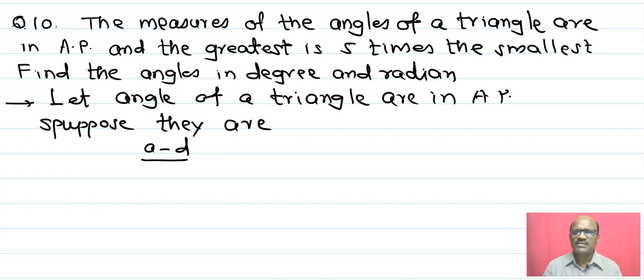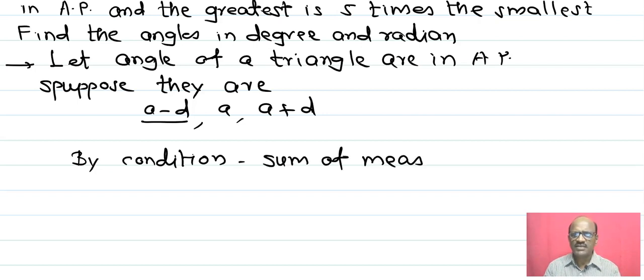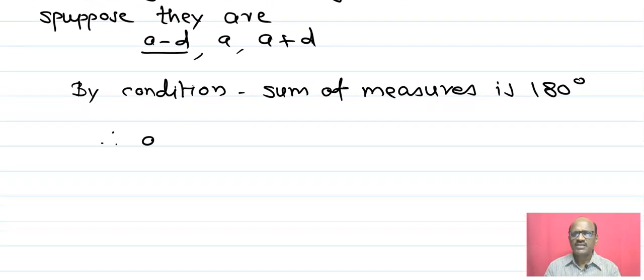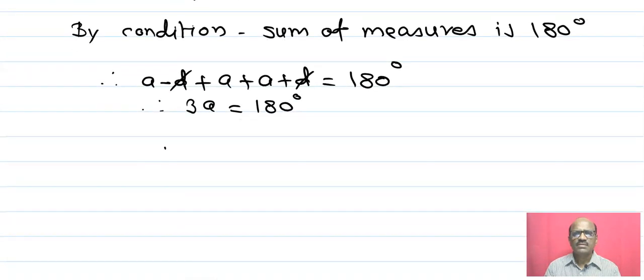Let the angles of the triangle be in AP. Therefore, A is the first term, D is the common difference. That you have learned in the 10th standard. They are in this fashion: A minus D, A, A plus D. Now by the condition, the sum of all angles is equal to 180. That is A minus D plus A plus A plus D is equal to 180. Minus D plus D get cancelled. Therefore, you are getting 3A is equal to 180. Therefore, A is equal to 180 degrees upon 3, 60 degrees.